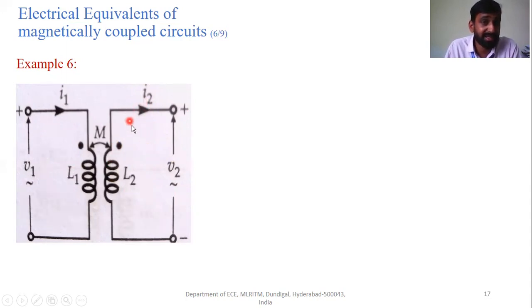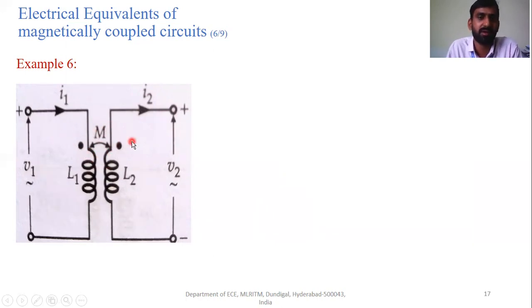But if we consider I2 and reverse this direction, making it minus I2, then the M term is positive. So here both the dots are in the same position. If we make this I2 reversed, as minus I2, then the M term is going to be positive, right? The M term is going to be positive.